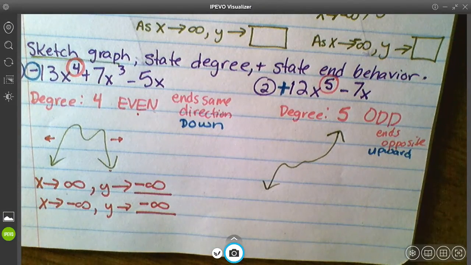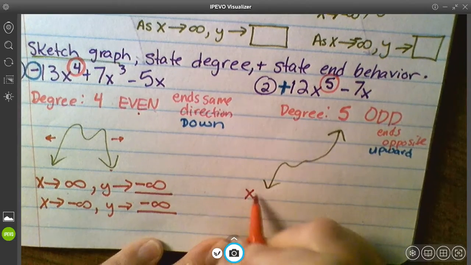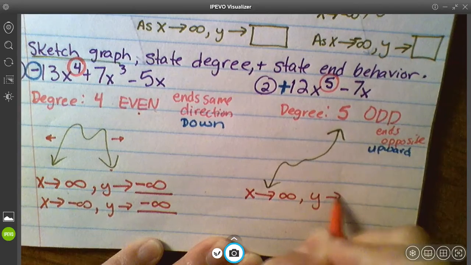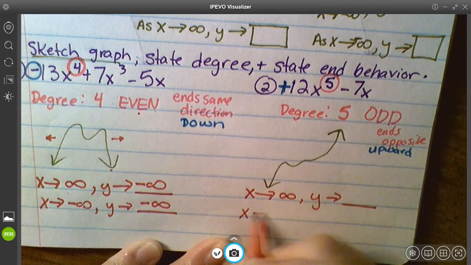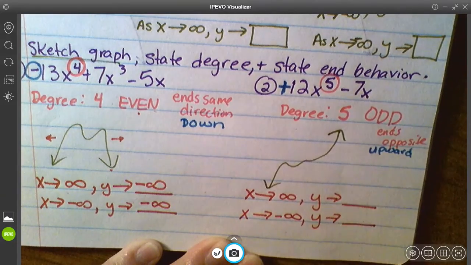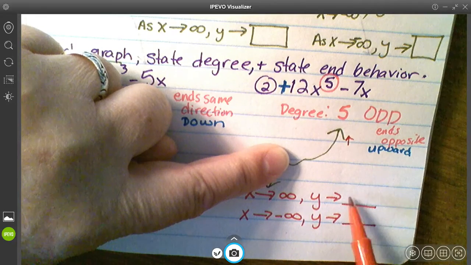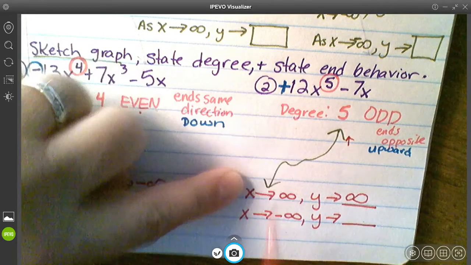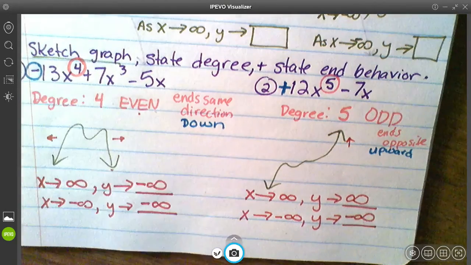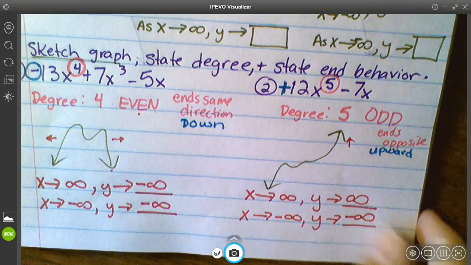So here's my graph. Something like that. Nothing fancy. Doesn't have to be perfect. I'm not an artist. I don't expect you to be. So to look at my end behavior, as x goes to the right, what is y doing? And as x goes to the left, what is y doing? So to the right, y is going up to positive infinity. And to the left, y is going down to negative infinity.